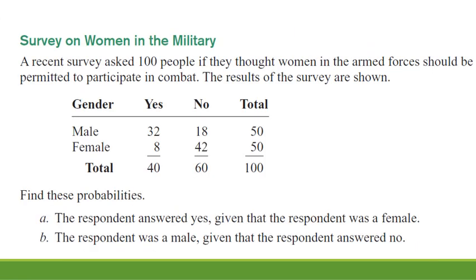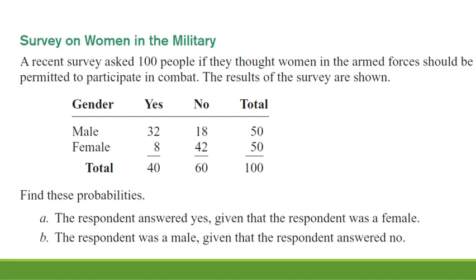Another example. A recent survey asked 100 people if they thought women in the armed forces should be permitted to participate in combat. The results of the survey are shown. So given to us is the table, where we have the gender, male and female, and the total number of yes and no. So the first one: the respondent answered yes, given that the respondent was a female. The second: the respondent was male, given that the respondent answered no.